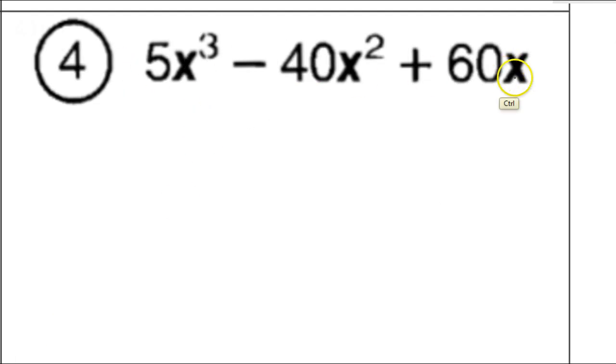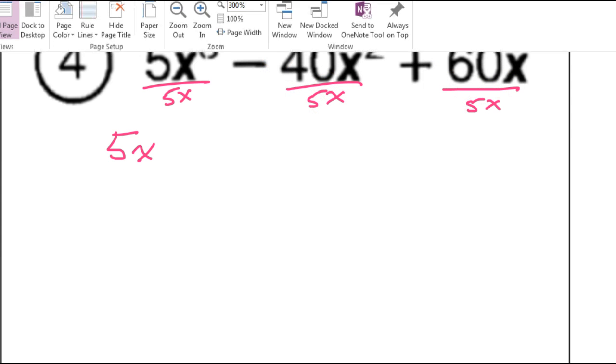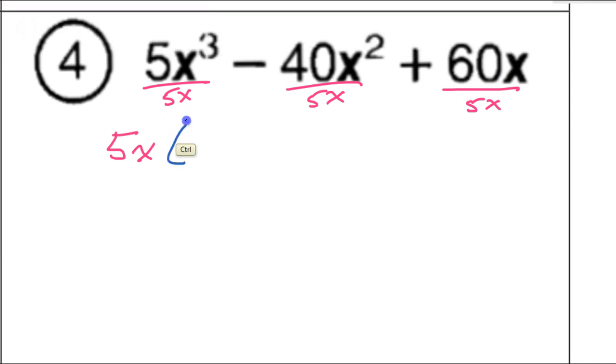Again, the first step of any factoring problem is to factor out the GCF. I notice that all of these numbers are divisible by 5. So I'm going to definitely bring that out. They all have x's. The least amount is x, so I'm going to bring that out. So the GCF is 5x. So I'm going to go ahead and divide everything by 5x because that tells me what goes inside the parentheses. So that's going to leave me with x squared minus 8x plus 12.